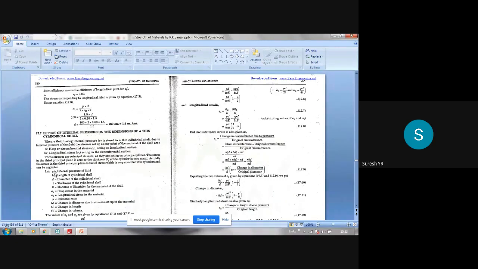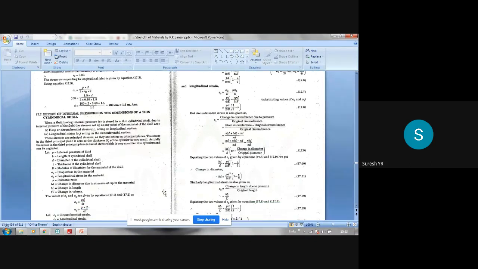Here let us take P as the internal pressure. These are the notations we are going to follow. P is the internal pressure, L is the length of the cylinder, D is the internal diameter of the cylindrical shell, T is the thickness of the shell, E is Young's modulus of the material of the shell or cylinder. You can call it either cylinder or shell. Then sigma 1 is the hoop stress, sigma 2 is the longitudinal stress. Please note that these two are very important.